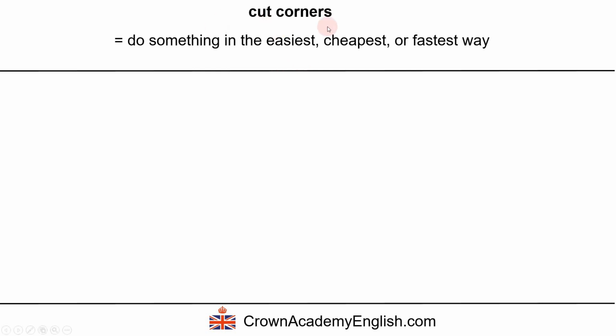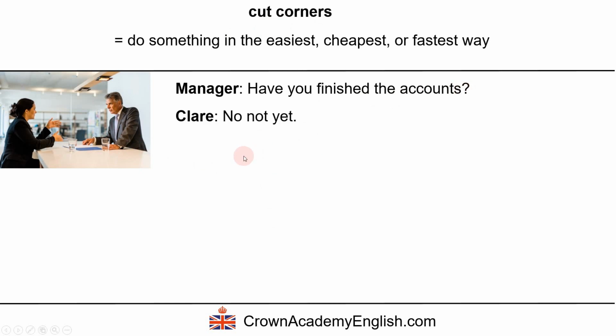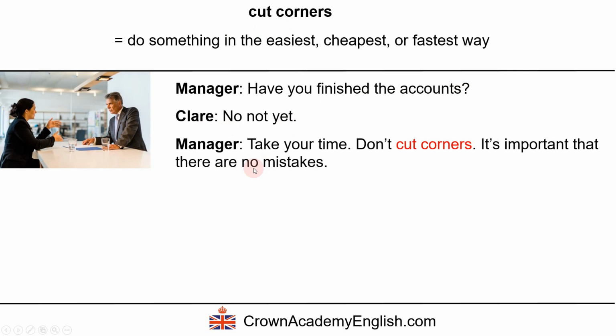Okay, so when we talk about cut corners, it's not a good thing. Okay, so here's an example. So this is a meeting, and the manager asks, "Have you finished the accounts?" And Claire says, "Well, no, not yet." So the manager says, "Okay, take your time. Don't cut corners." So this is a negative. Okay, so he's saying don't cut corners because it's important that there are no mistakes. So don't try to do it too quickly, too fast. Don't try to save money, or don't try to do it the easy way. Do the job. So the manager is saying do the job properly. Do a proper, complete job. Take your time, do it properly, because it's important that there are no mistakes. The quality is very important. Okay.